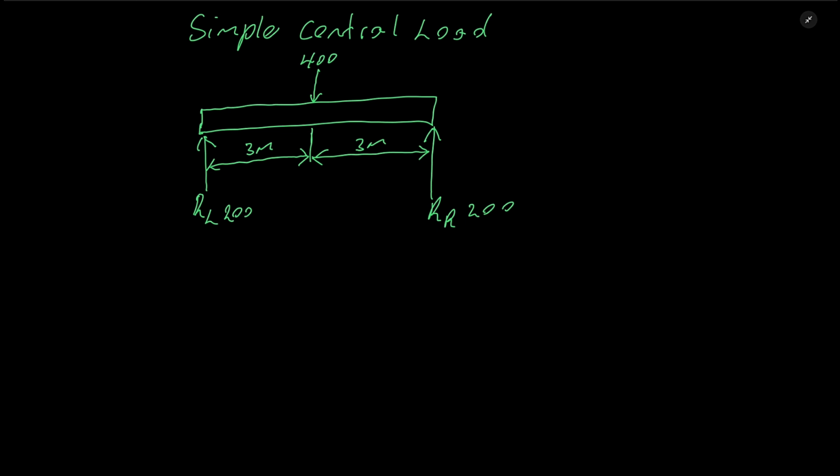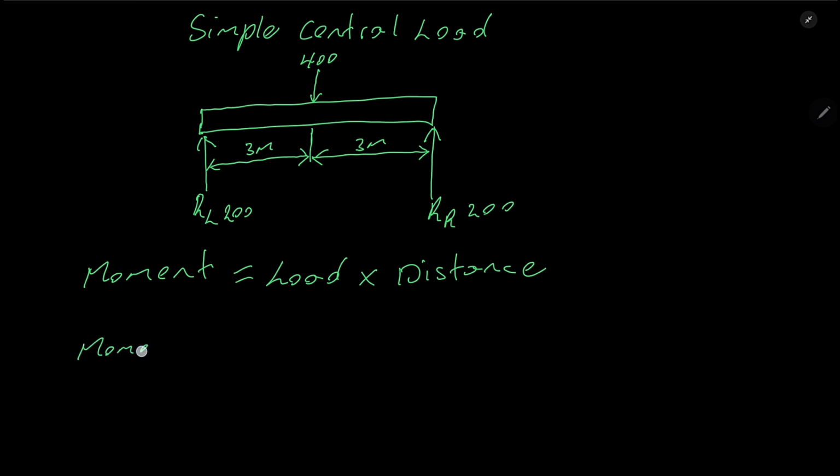Now, the process remains the same. So when we're writing this up, we'll say moments. Moment is equal to load multiplied by the distance. This is how we determine it. So let's go ahead and do the moment at RL. So let's write moments, and this is going to be at RL. That's RL right there. Now, how do we determine this?